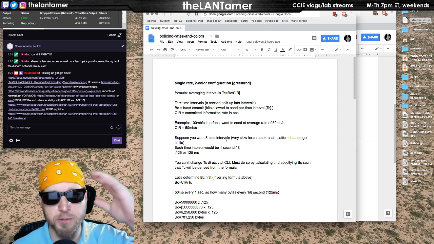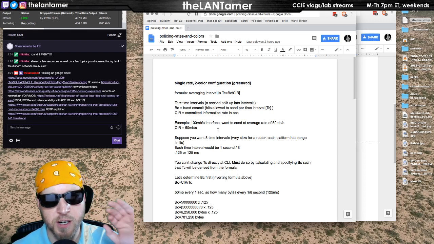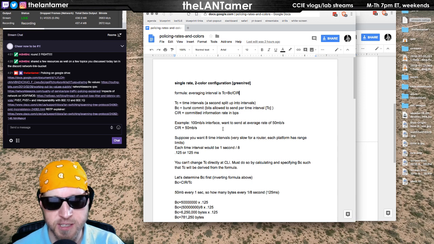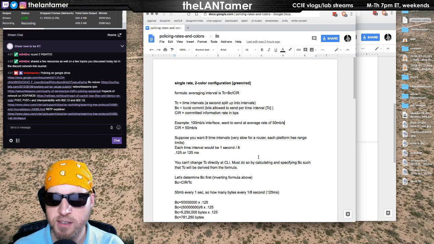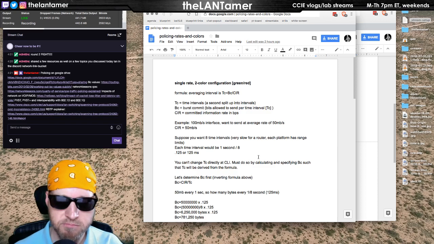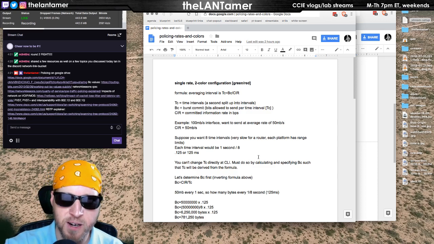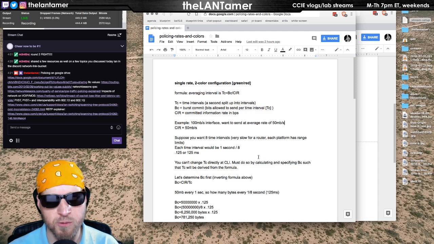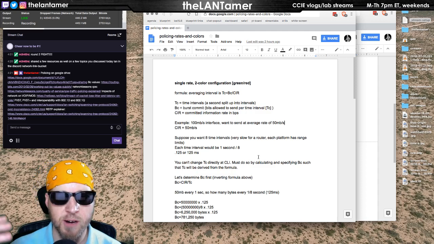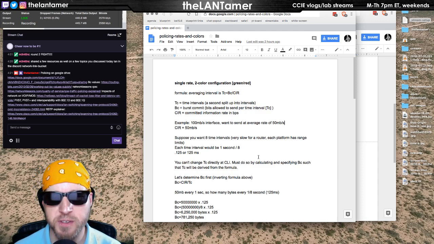But let's say, for example, you have a 100 megabits per second interface, fast Ethernet. But your service provider, or just you as an admin, you decided, all right, I've got 100 megabit interfaces, and I've only got 5 gigabit uplinks. So I'm over provisioned on this switch or on this router, whatever the case may be. So I want to do a committed information rate of 50 megabits per second.